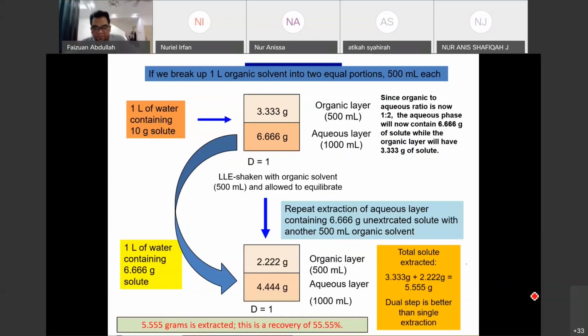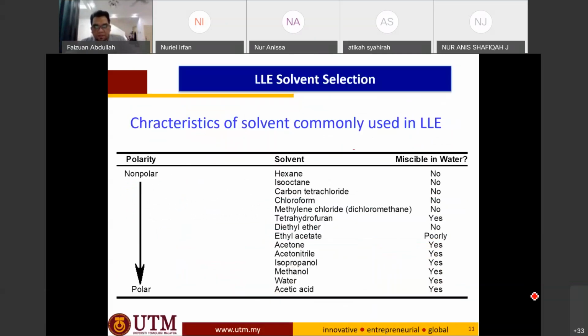For liquid extraction, what type of solvent do we need to choose? There's a table that we need to refer to. Characteristic of solvent commonly used in liquid extraction. We have non-polar to polar. From non-polar we have hexane, and the most polar we have acetic acid.